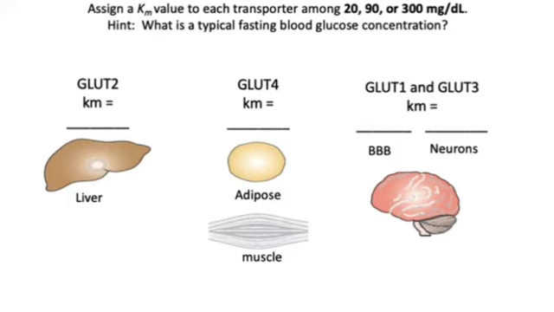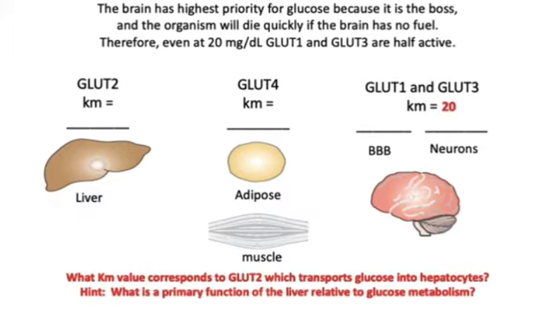Number 1, the brain always gets first dibs on everything, right? You need to keep your brain alive. And that means the Km value for GLUT1 and GLUT3 is going to be which of these 3 values? It's going to be 20. Even at 20 milligrams per deciliter, the transporters that bring glucose into the brain are going to be half active. Now, how about the other values? Can you assign them?